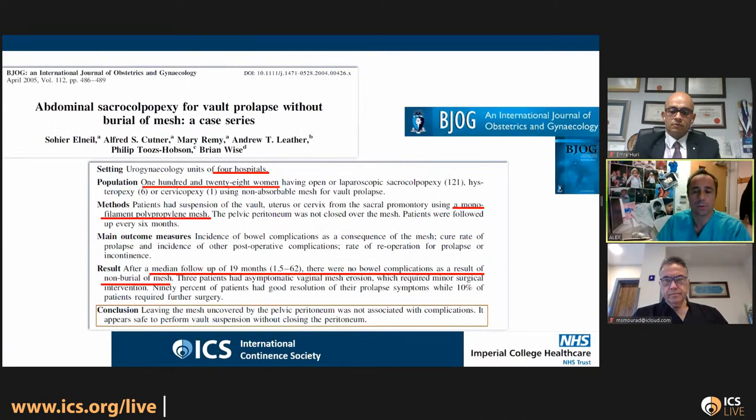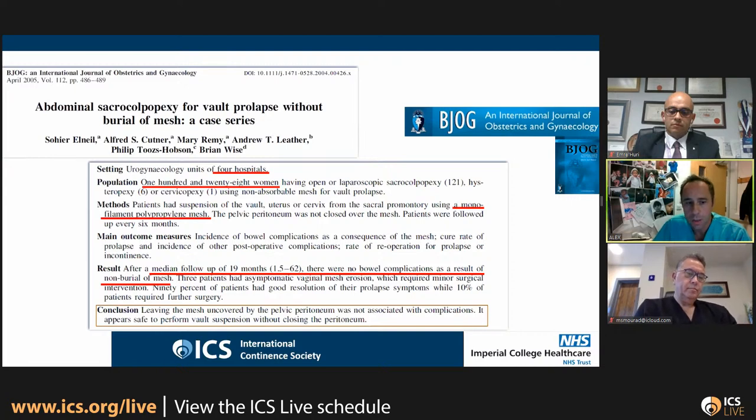While I was looking in the literature, I found this interesting study. This is a UK multicenter study where 128 women were treated by sacrohysteropexy or sacrocolpopexy, where monofilament polypropylene mesh was used to suspend the vault and the uterus to the sacral promontory without covering the mesh underneath the peritoneum. This was a 2-year follow-up study, at the conclusion of which there were no associated or reported complications. Therefore, these authors concluded that it appeared to be safe to perform a suspension without closing the peritoneum on top of the mesh.